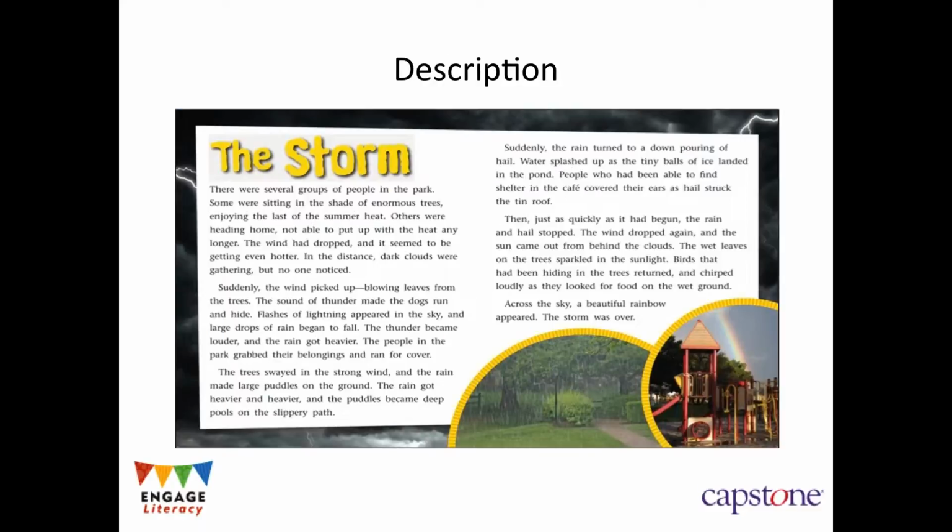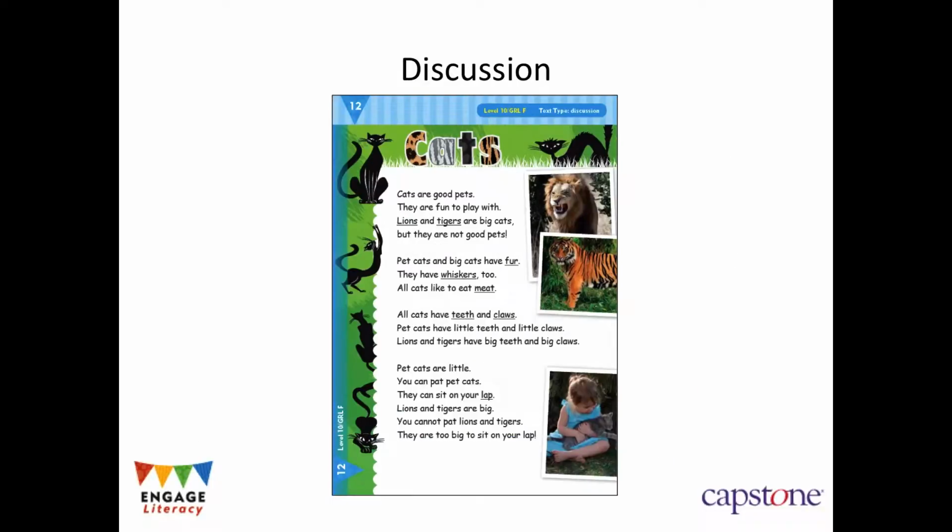A description details the characteristics of a subject, using one or more of the 5 senses. It can also use similes and metaphors. Non-fiction text can also take the form of a discussion. A discussion presents different aspects of an issue or topic. A film review is an example of a discussion.